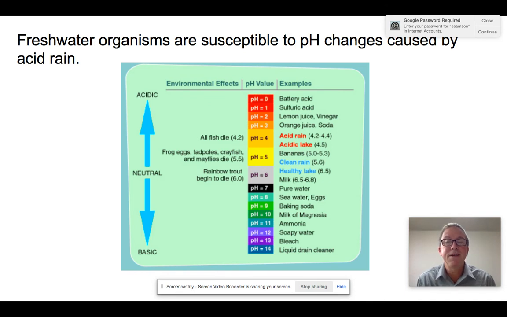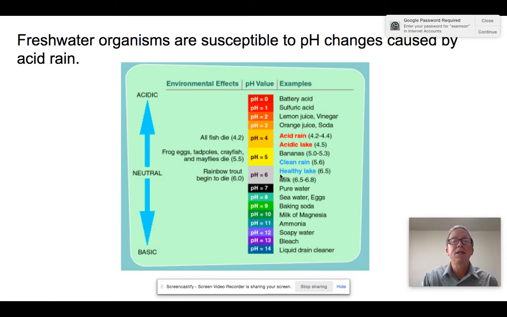But let's just talk about the environment since this is an environmental science class. One problem in the environment, obviously, is that many freshwater organisms in particular are susceptible to changes in pH. What we find is that the pH of a healthy lake is usually around 6.5. Why? Even if rainwater is 5.6, why would it be 6.5? We'll talk about that in a minute.